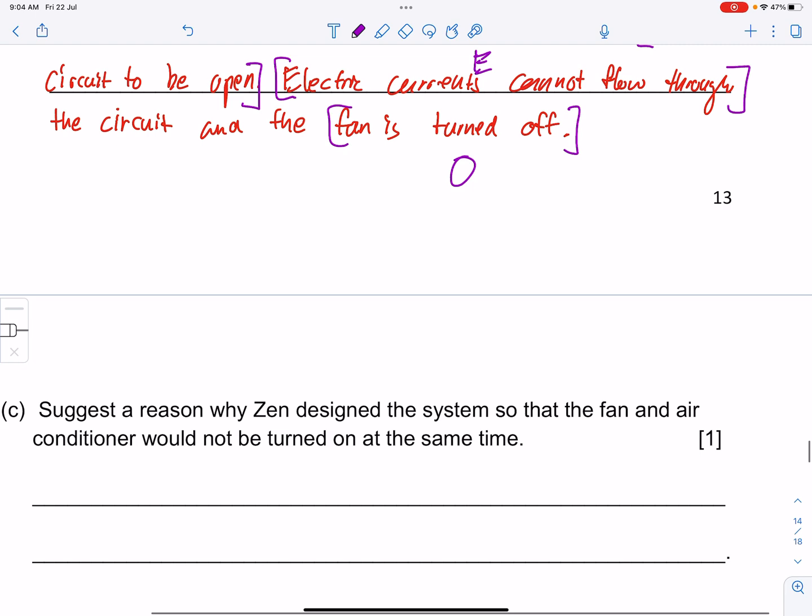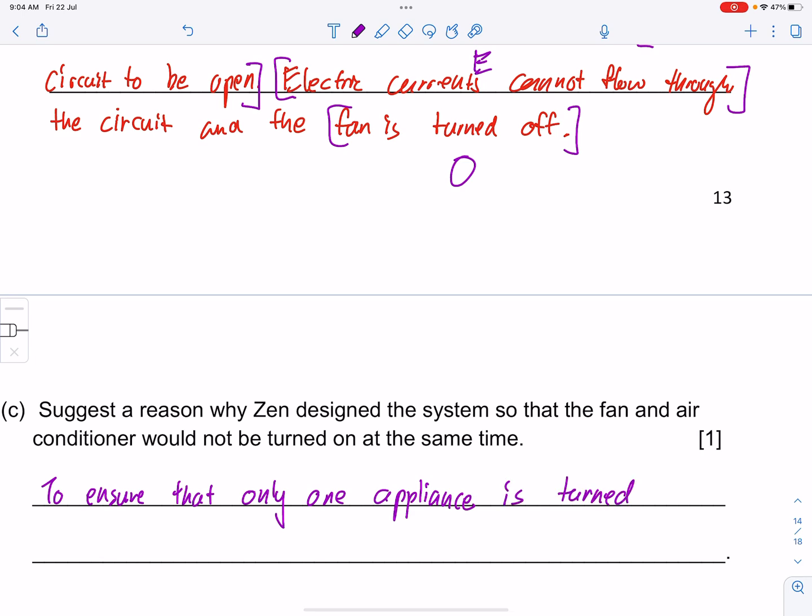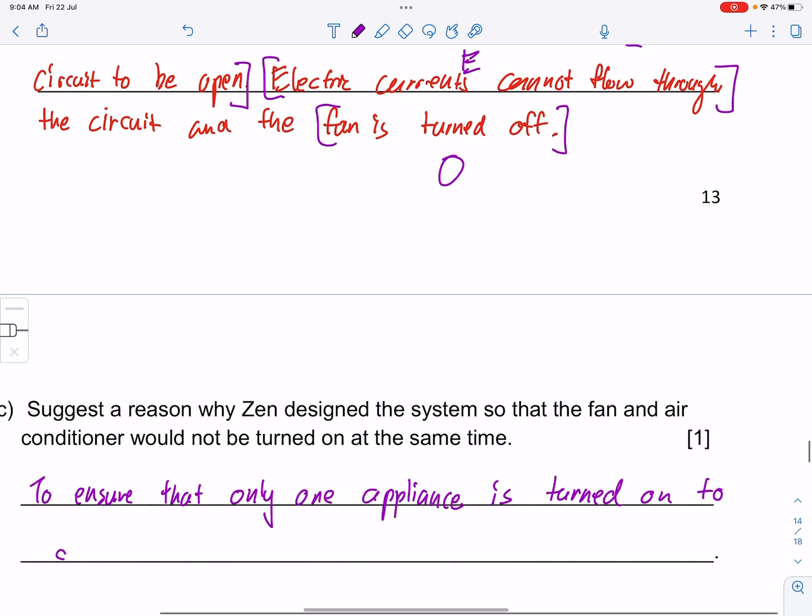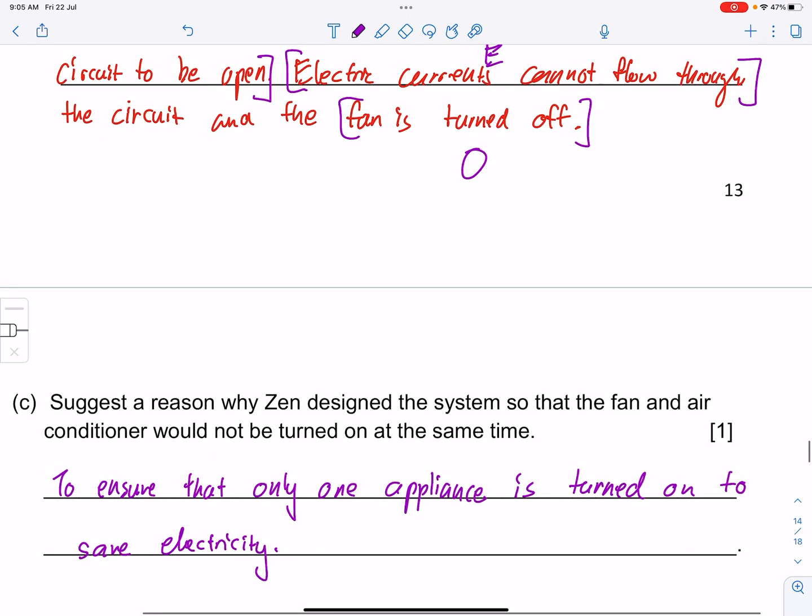Now, suggest a reason why Zen designed the system so that the fan and air conditioner would not be turned on at the same time. This is a very straightforward question. It is basically, in order not to waste electrical energy. So it is to ensure that only one appliance is turned on to save electricity. Okay, this question is rather well done, thankfully. Next.